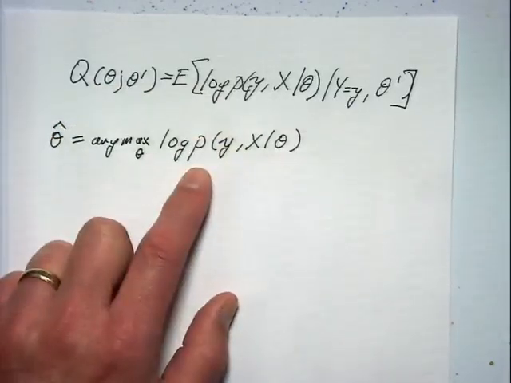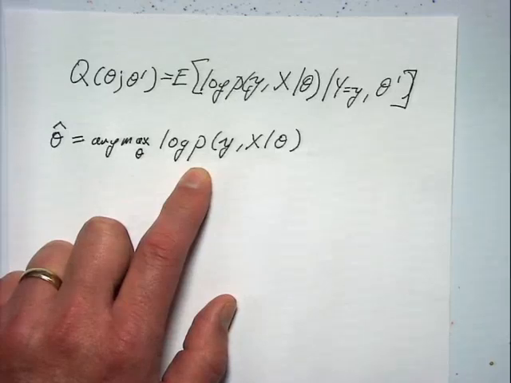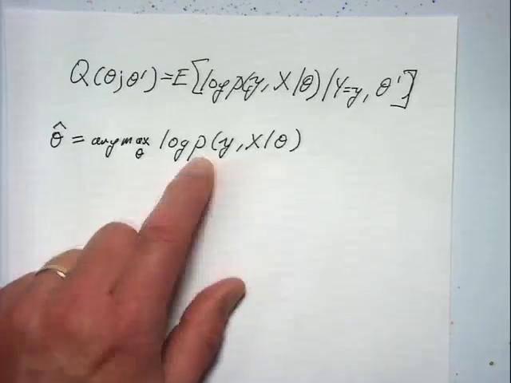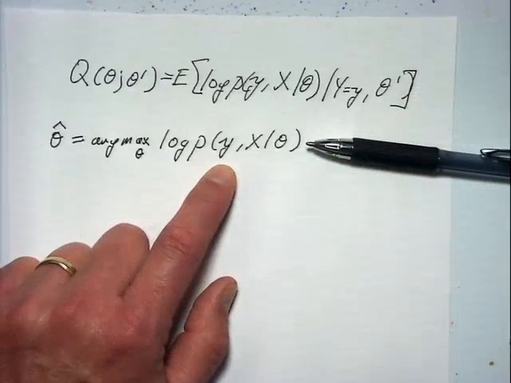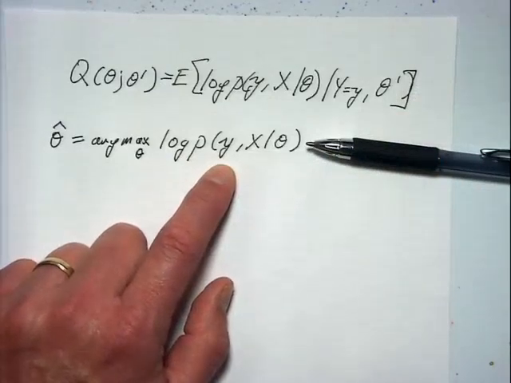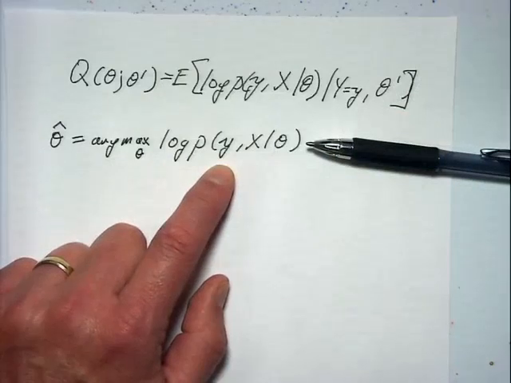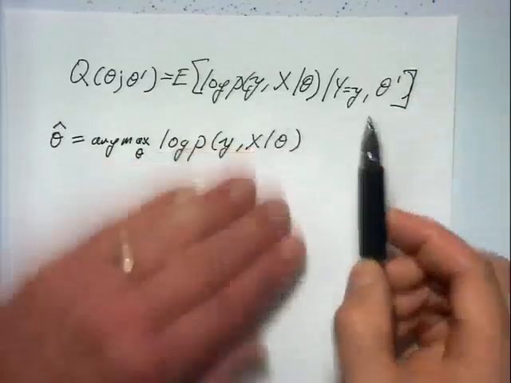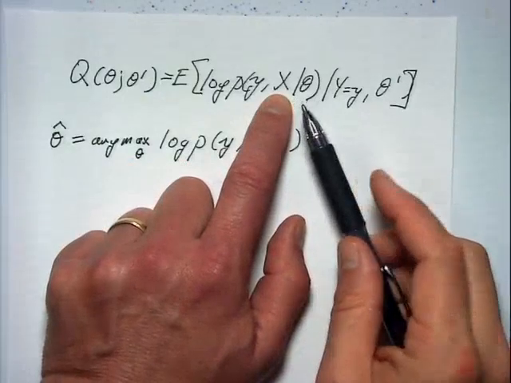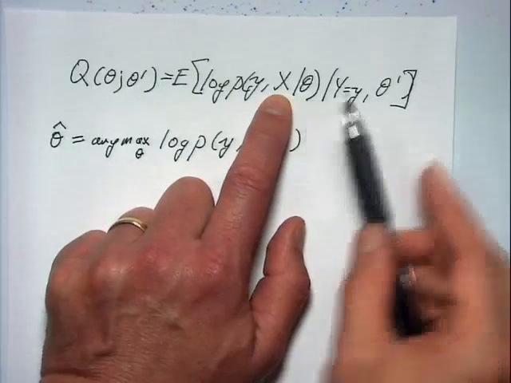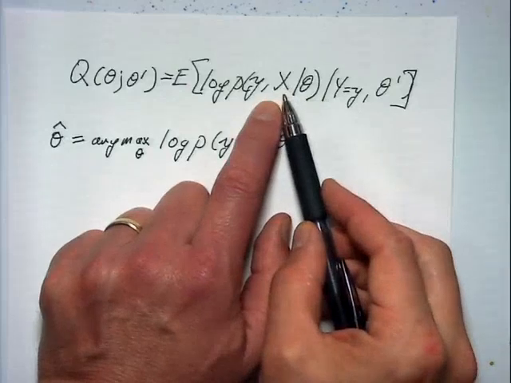Why can't you do this? X is gone. There's no X. If you don't have X, you can't maximize this because you don't know what X is. Remember last time you were saying, well, you want to substitute something in for X. Well, what is this doing? It's saying, since we don't know X, we'll take the expectation over X's value. For example, I'm computing the conditional expectation of X.